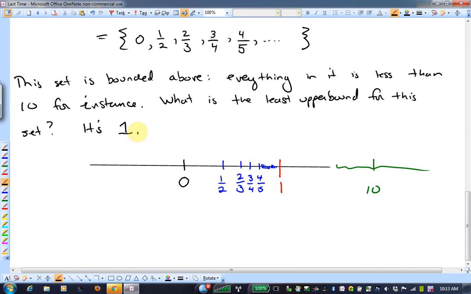Okay. 1 is an upper bound, and it's smaller than any other upper bound. If you had an upper bound that was less than 1, well, then the fact is, if you picked n large enough, you'd get an entry that was bigger than it. It wouldn't work, okay?